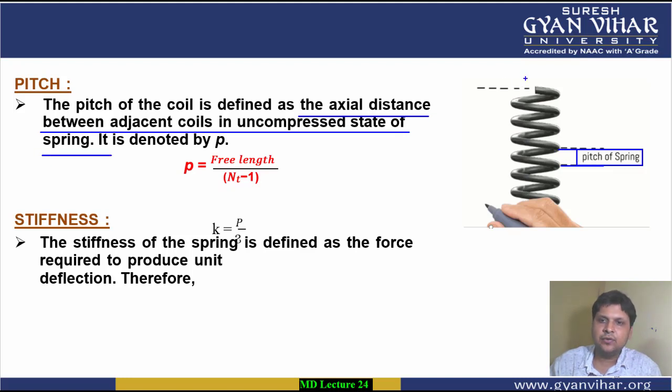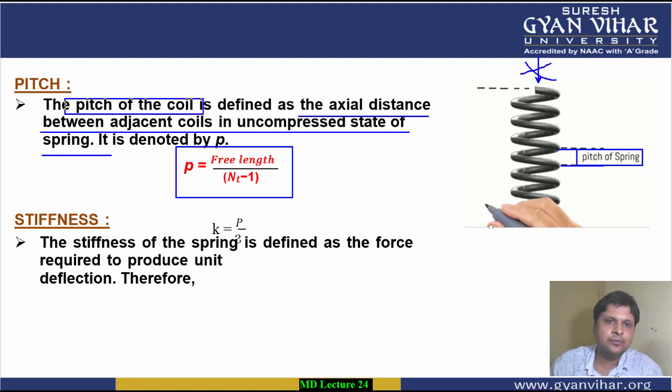Whenever there is no load acting on the spring, the axial distance between two adjacent coils is known as the pitch of the coil. And if we have to calculate it by formula, how will we calculate it? Pitch of the coil is equal to free length upon nt minus 1. Free length of the spring means the uncompressed length of the spring, upon nt minus 1.